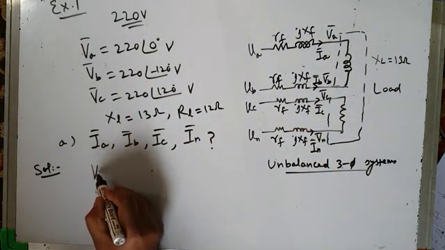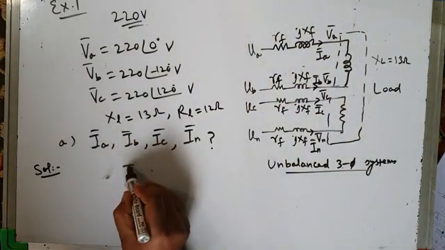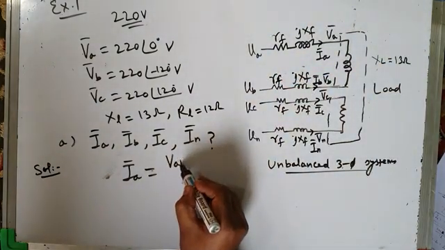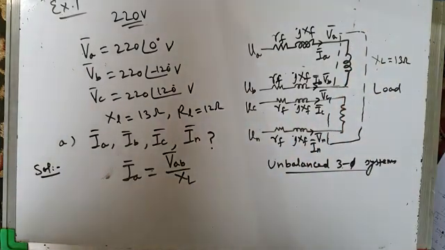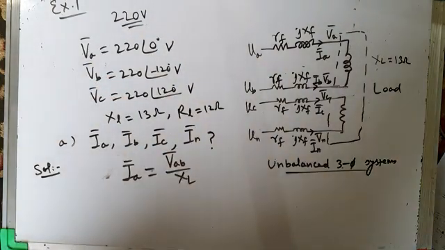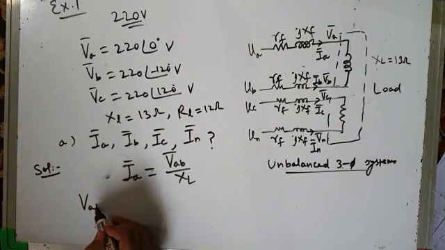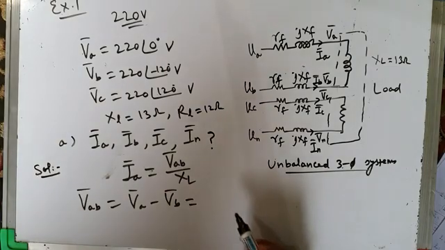Let me write here that this line current IA will be equal to the voltage across the load, which is not phase voltage but line voltage VAB, divided by XL, because the load is inductive reactance XL, 13 ohms. So we have to find the RMS magnitude of line voltage VAB, because VA is given to us, VB is also given to us, phase voltages are given to us. Now we can find line voltage VAB. So what is VAB, by the way? It is VA minus VB.